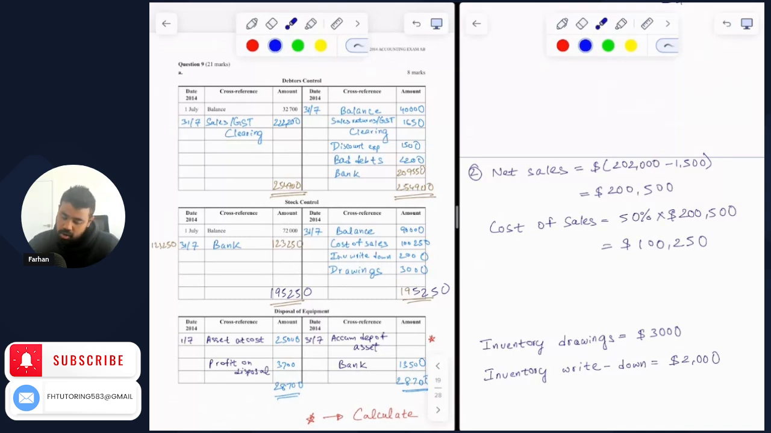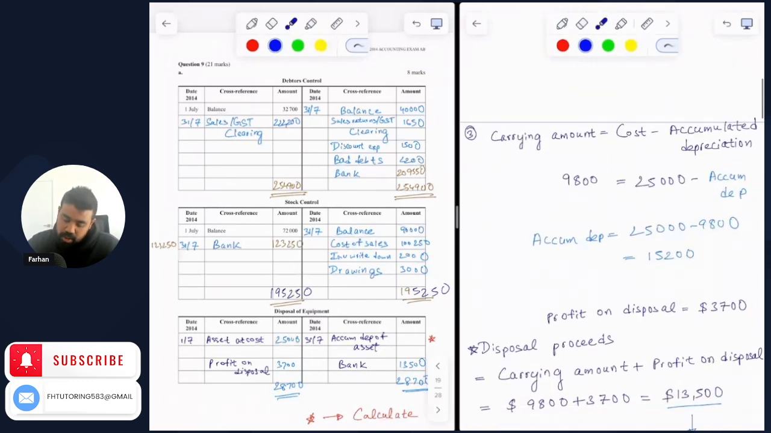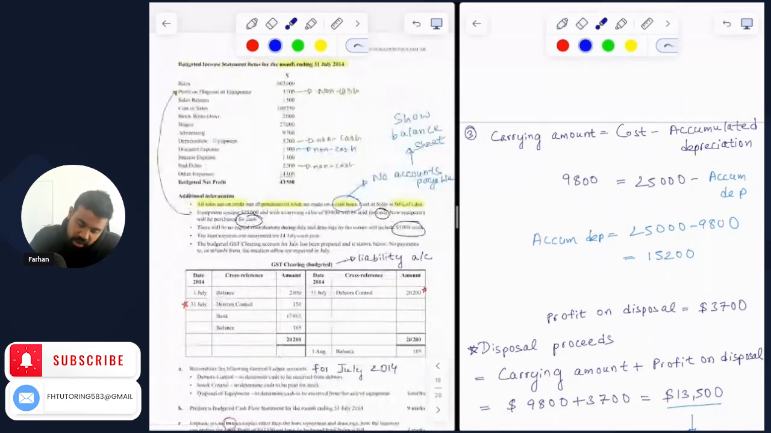All right. Okay, so next we have the disposal of equipment. So let's read the information number 2. Equipment costing $25,000 with a carrying amount of $9,800 will be sold for cash. And then new equipment will also be purchased for cash.